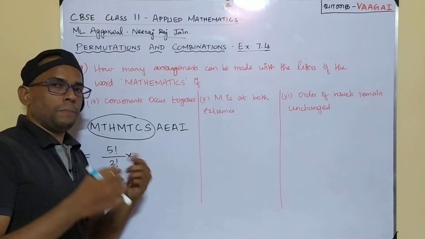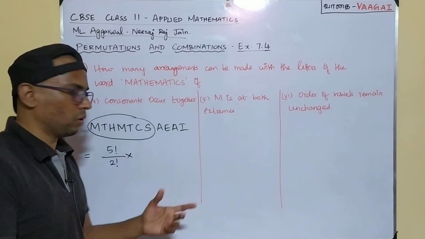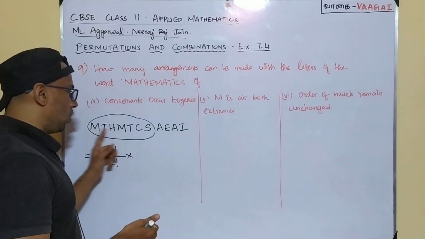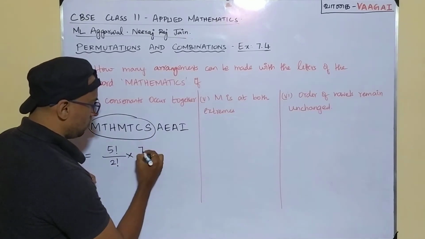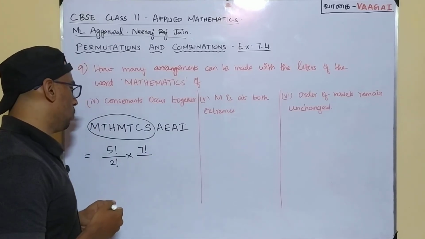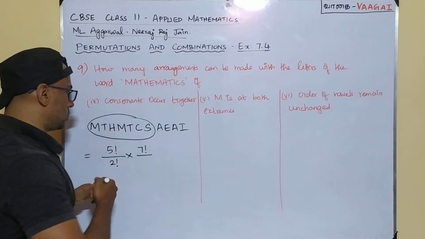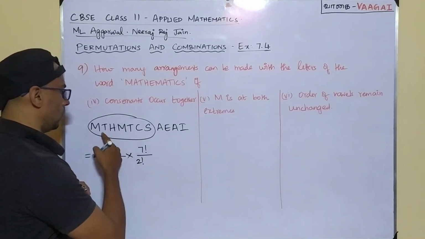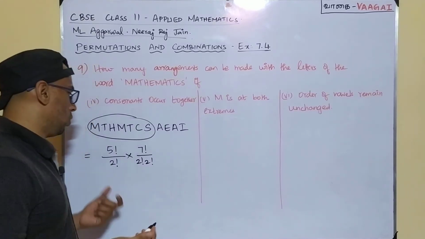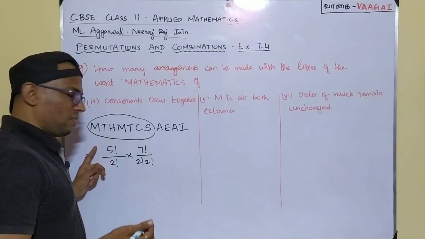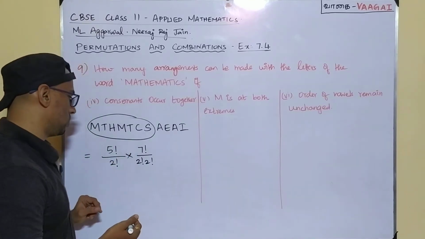when the consonants are together, they can be arranged within themselves in any possible order. Okay, that we have to think. So if you see these consonant letters, how many letters are there? There are 7 consonant letters, right? So 7 factorial divided by, now see the repetitions inside the consonants. There are 2 M's, so 2 factorial, and then 2 T's, again 2 factorial, and that's it. Okay, no other repetitions are there. So that's it. 5 factorial by 2 factorial into 7 factorial by 2 factorial. This is the answer we are getting here.